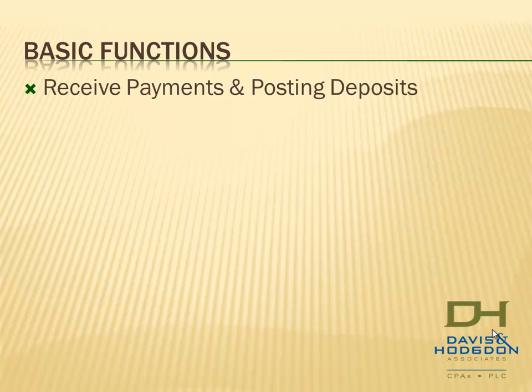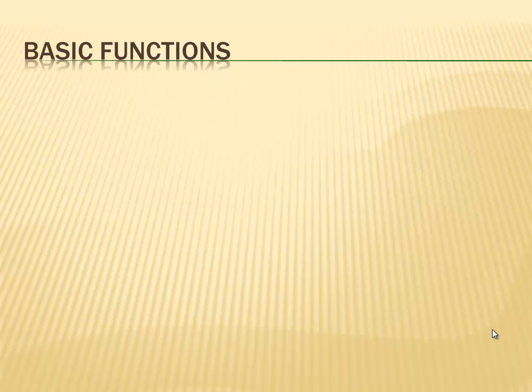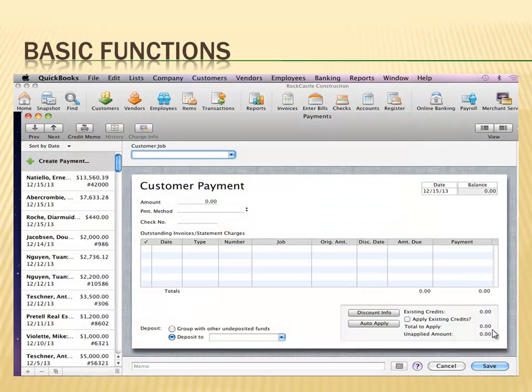Now we'll just briefly look at receiving payments. Again, click on Customers, the drop-down list will come down, click on Receive Payments, or you can go to this Receive Payments button on the home page. Either one of those will bring you to this customer payment function. Again, it's very similar to the old. You put in the amount, payment method, check number if applicable, and then your outstanding invoices should pop up, and you can just check them off.